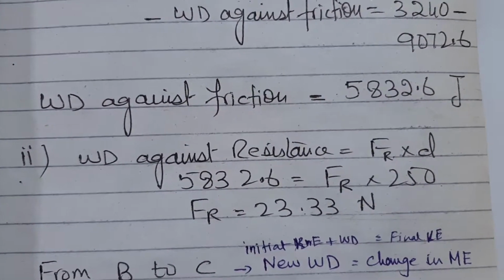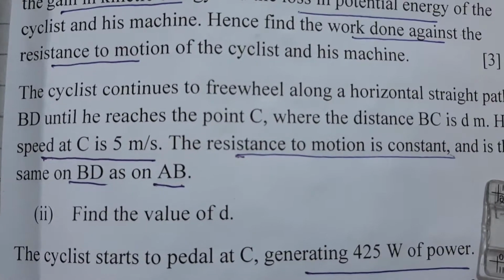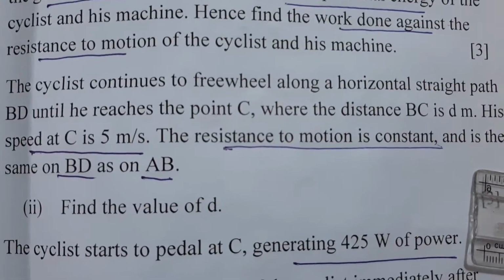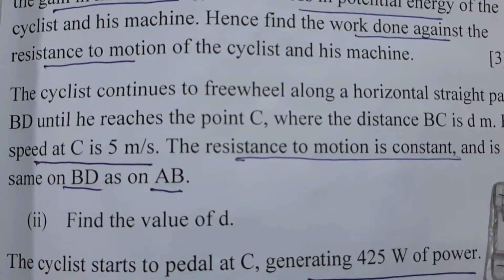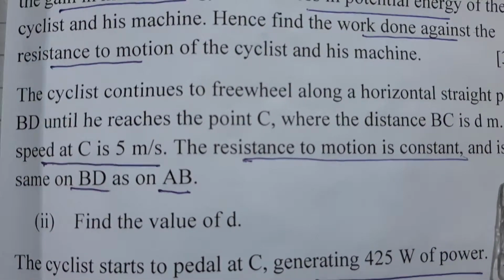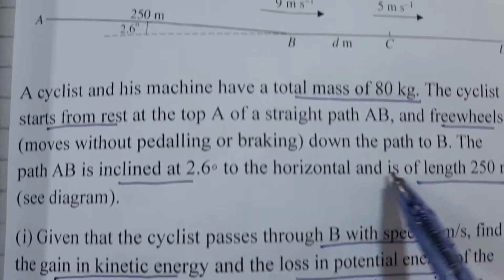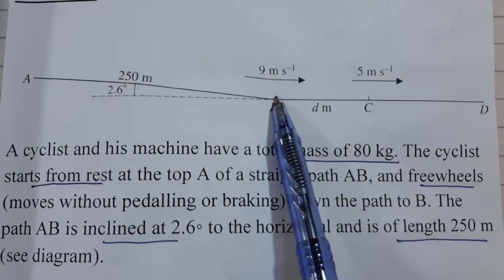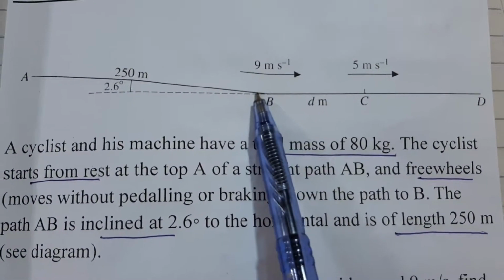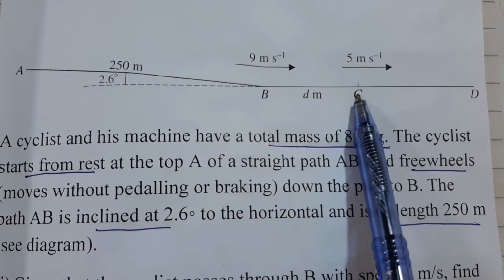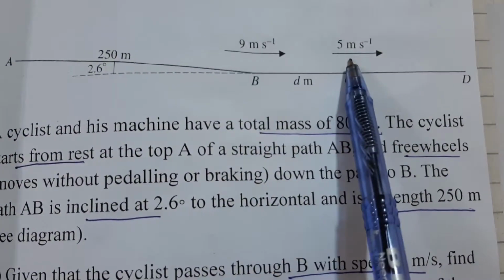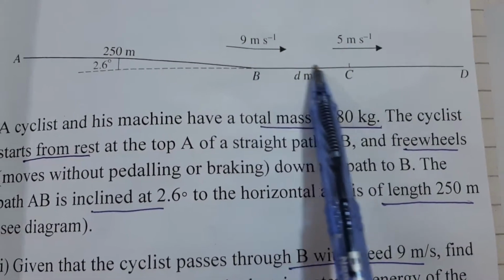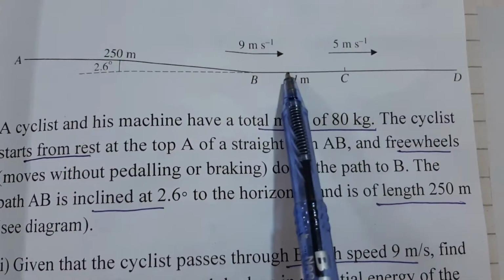Let's go back to the question. Okay, so the second part of the question was saying the cyclist continues to freewheel along a horizontal straight path BC until it reaches C. So let me show you the diagram again so that you can understand. Once it reached here at the speed 9, it continued to freewheel, reached till here, and the speed was 5. If you see, there is less speed, which shows losing energy on the way.